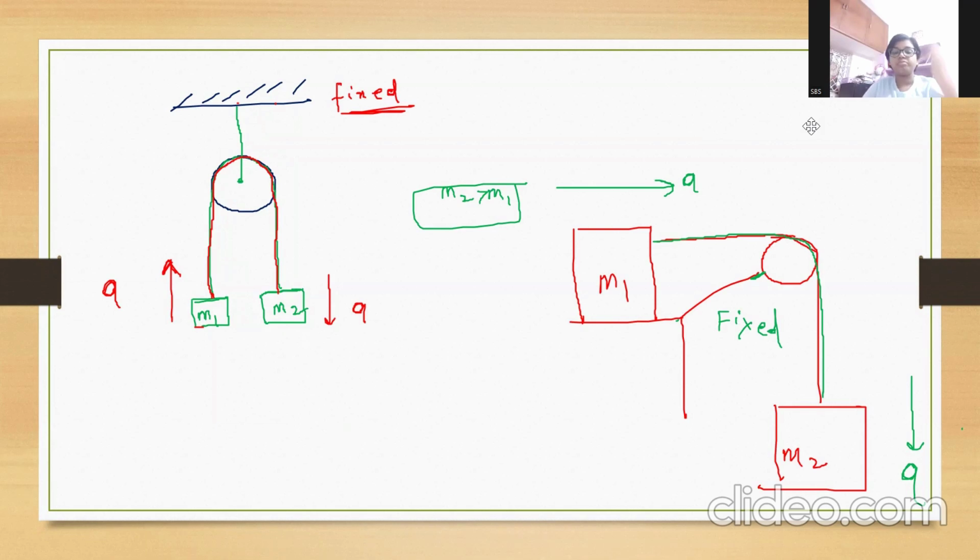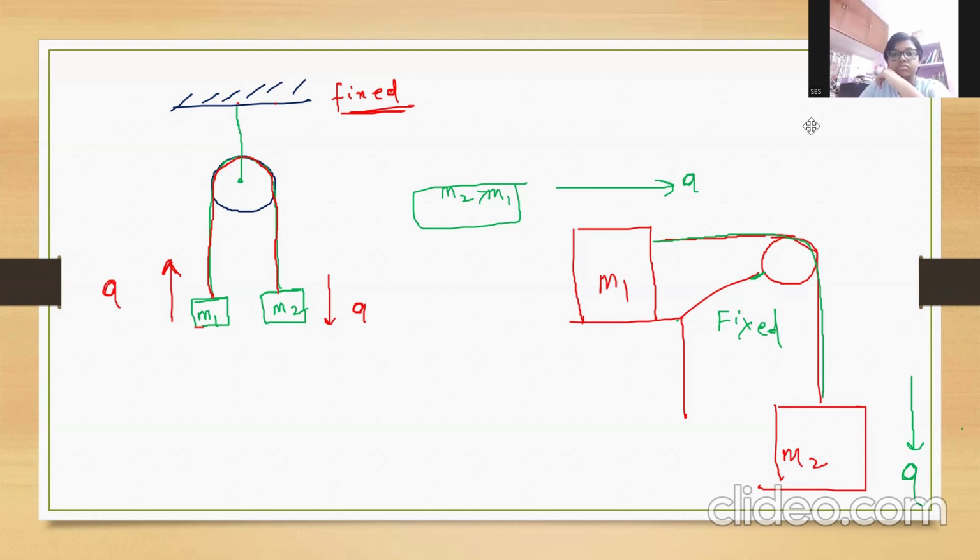Clear? Both the blocks are connected by the string. The pulley is fixed. Clear? Then we can say it is having the same acceleration. Both the blocks are having the same acceleration. This is the constraint relation. Most of the questions, around 60% of the questions in JEE Mains, you can go with a constraint relation.